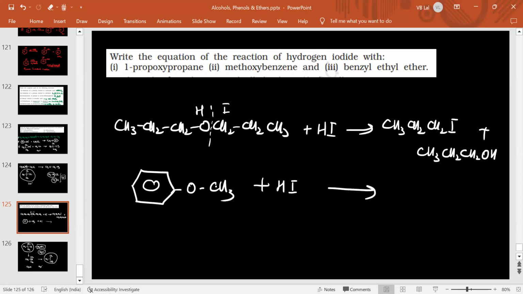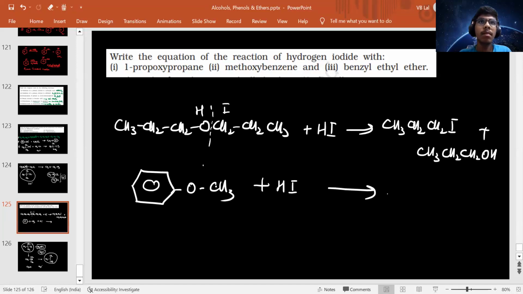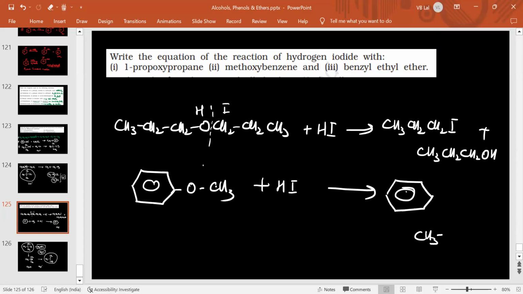Now Hariharan, tell me, what will I get? Where will H go? Where will I go? Ma'am, H will go to the benzene side. Yes, H goes to the benzene side. So here you will get phenol and here you will get iodomethane. So generally you will get the smaller alkyl iodide.